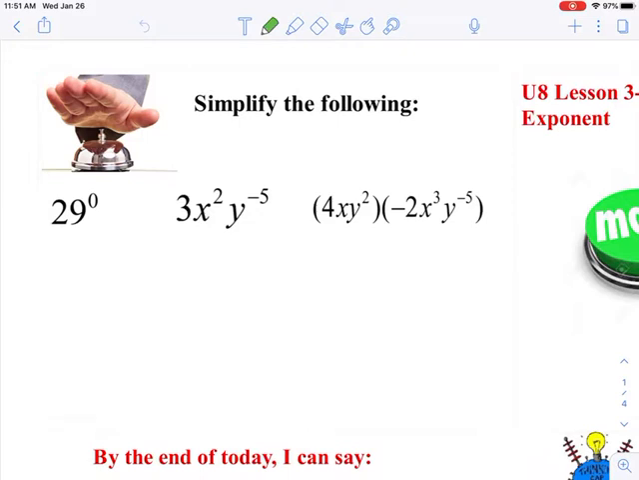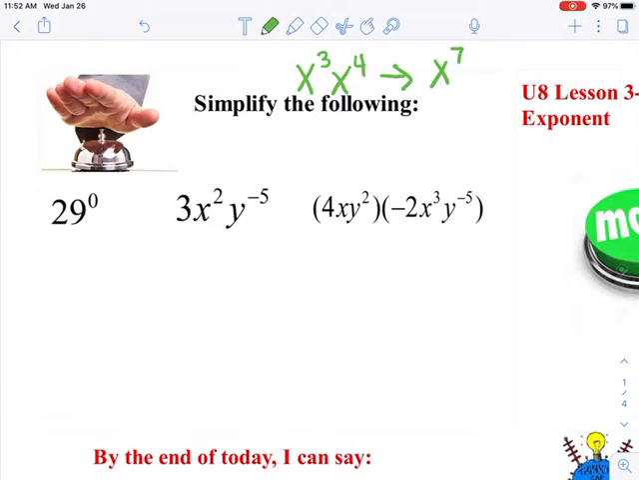And then finally, our third rule we talked about is multiplying things with the same base. So for instance, if I have x to the third times x to the fourth, they both have a base of x. We learned in our last lesson that we just go ahead and add our exponents and the base stays the same. So it stays with the base of x. 3 plus 4 gives me 7.